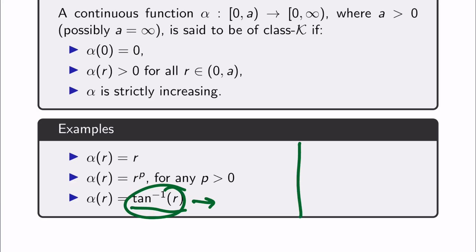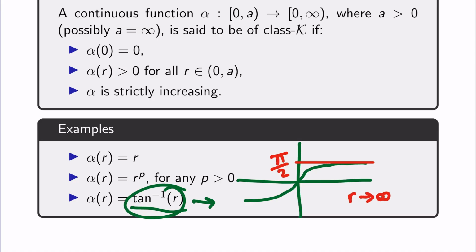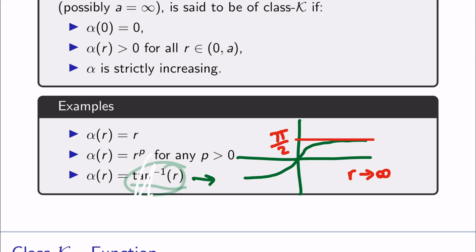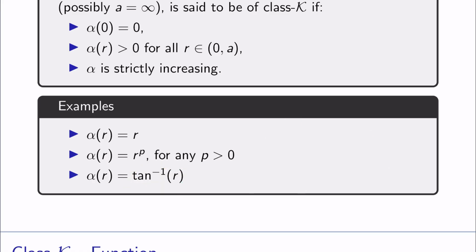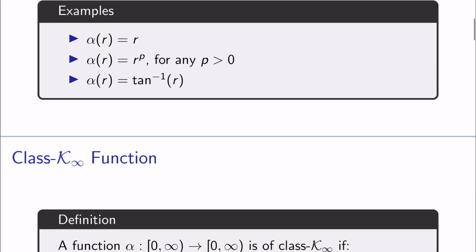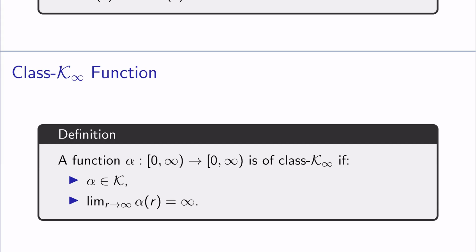However, by the way, this is the type of function that we are all familiar with. This goes to pi over 2 as r goes to infinity. So it is a really nice example of a function that is strictly increasing but does not go to infinity as the argument goes to infinity. And that might be an easier function to understand.